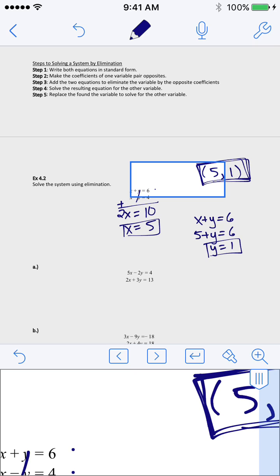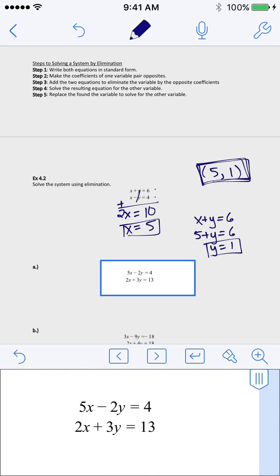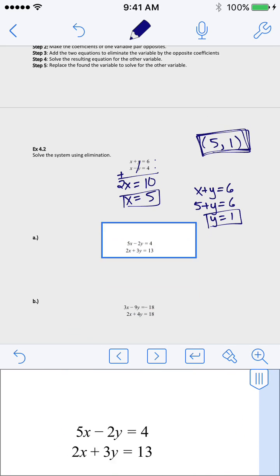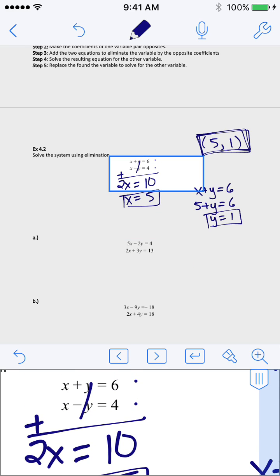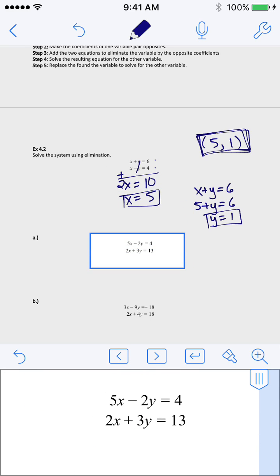Alrighty. Let's try a few more. This next problem has a little bit of an issue with it, right? Kind of like how substitution is awesome if one is already solved for a value, sometimes elimination is awesome because they already cancel out. Other times it's not so awesome. If we look at these and we add them all, we're going to get 7x squared plus y equals 17, and we still have two variables. That's a problem, right? We need one variable.